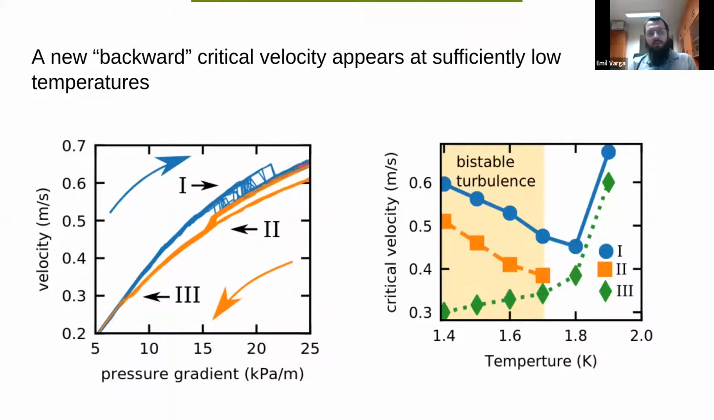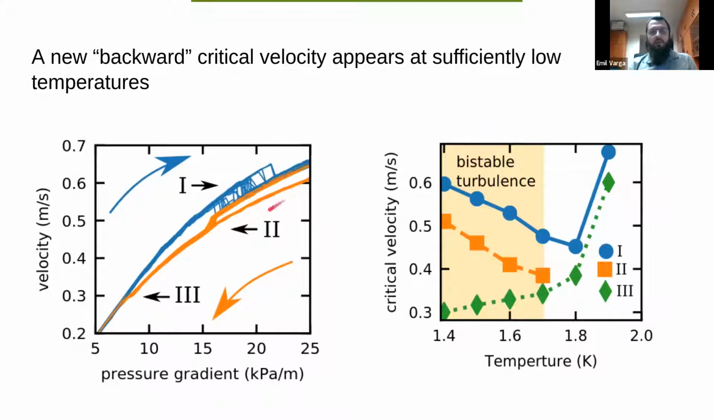And as we decrease the velocity, something very unusual happens at critical velocity 2, where as we decrease the drive of the system, our excess dissipation increases further, which is typically not something you expect in a simple turbulent system. And at critical velocity 3, the system becomes laminar again.